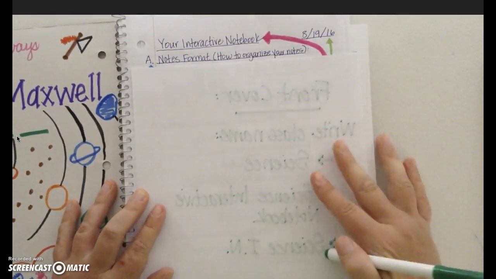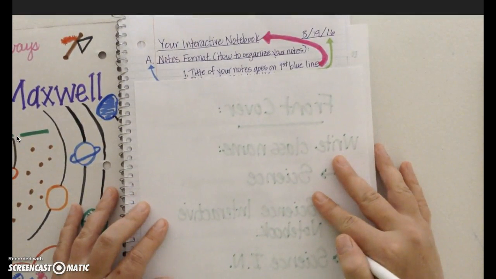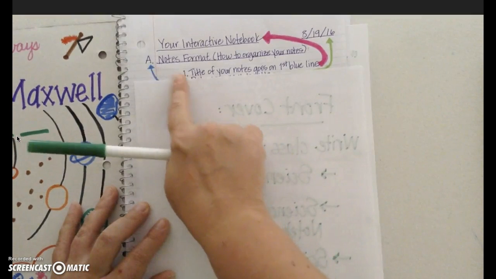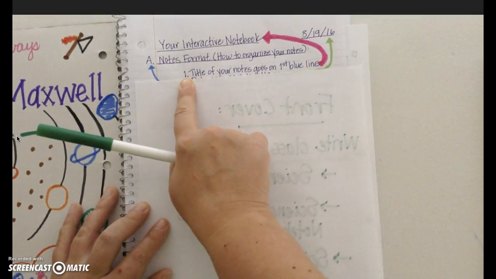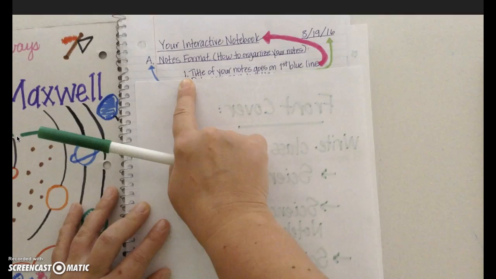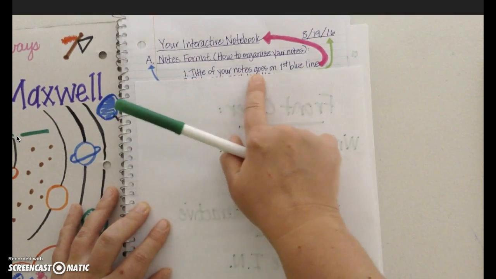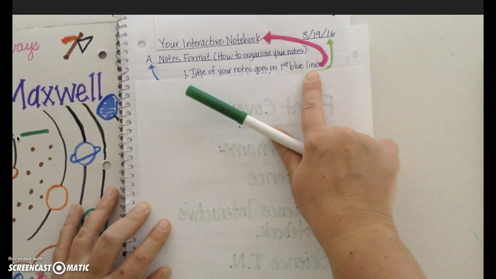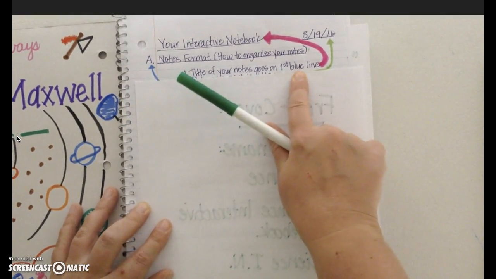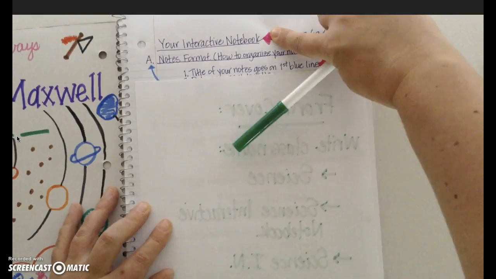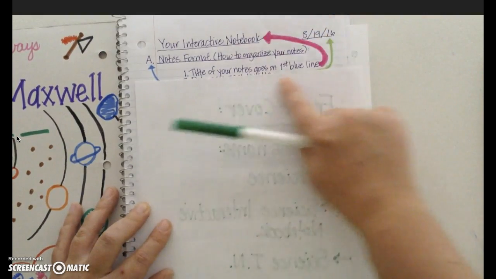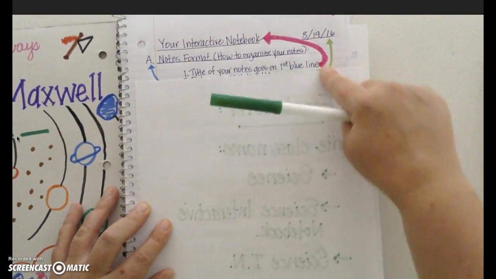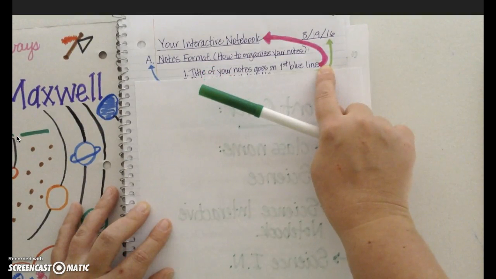Underneath that is the indented number 1, and it says title of your notes goes on the first blue line. Okay, so the title of the notes goes on your first blue line, and I have a pink arrow that's showing you what the title is. You don't have to do this pink arrow, but you can if you want to.